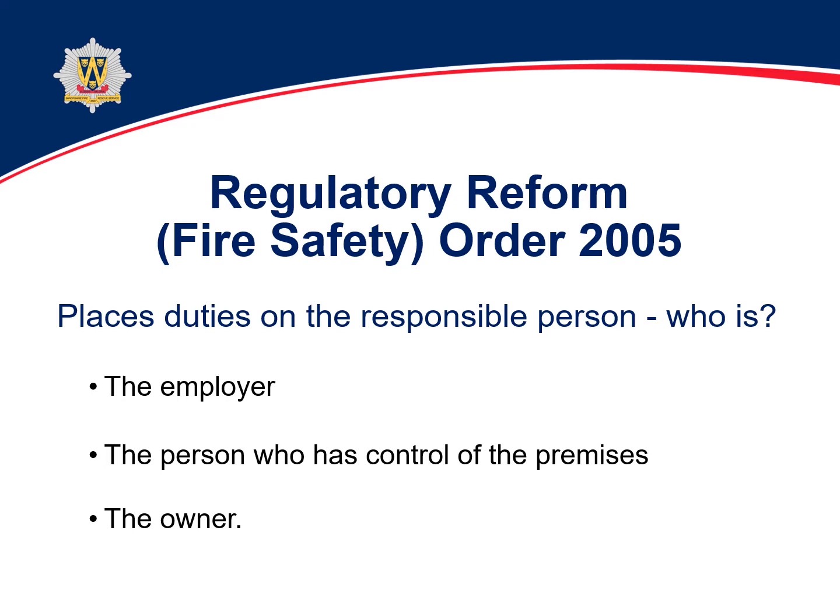So for example, the market hall in Shrewsbury has lots of stalls, but the market stall holder does not have control of that premises. That's down to the landlord who has that control. Or you could be the owner of the premises. Now you're going to fall into one of these categories, and when the inspecting officer comes to your premises, they will ask these questions to determine who the responsible person is.